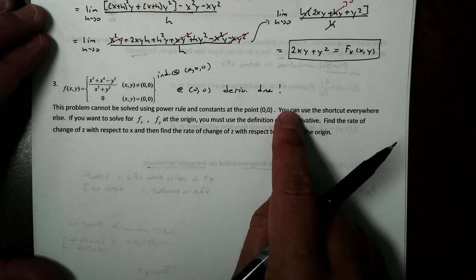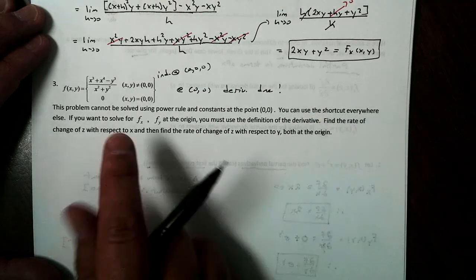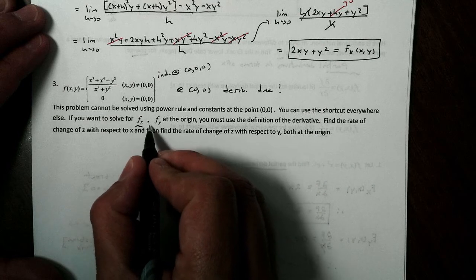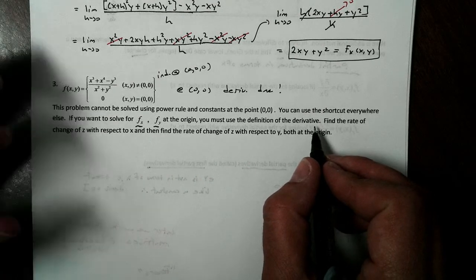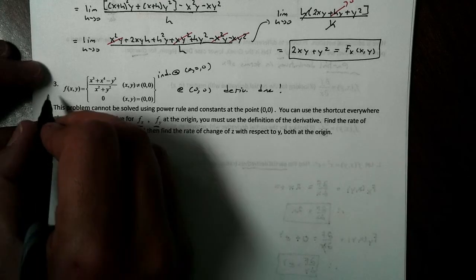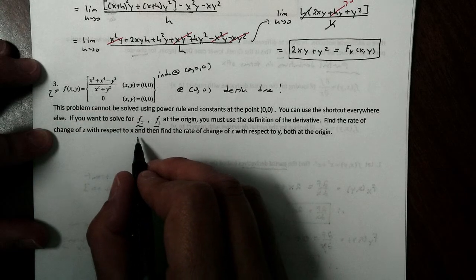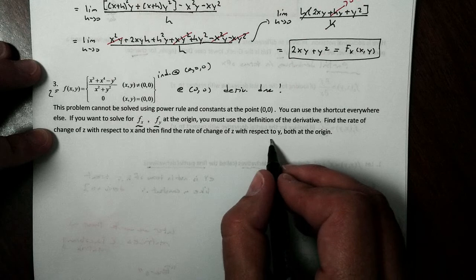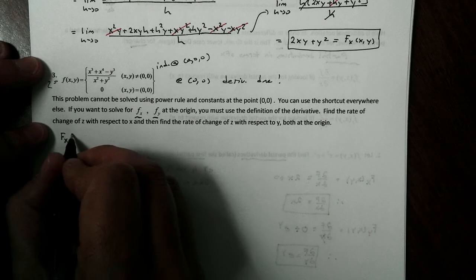So we can use the shortcut derivative rules anywhere else. But if we want to find the partials at 0, 0 at the origin, we have to use the definition. So we're going to find the rate of change of our function z. Remember, z is f of xy, so we want to call it z, with respect to x, and then find the rate of change with respect to y at the origin. So let's deal with the partial with respect to x.